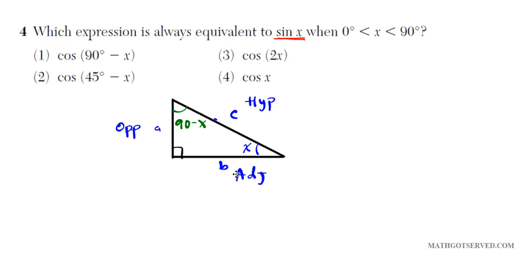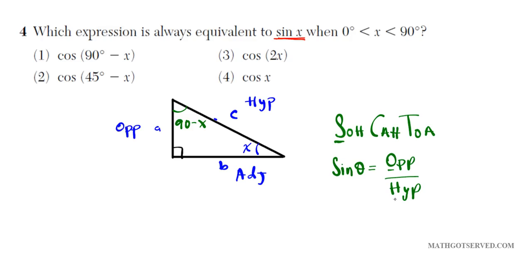Okay? So for sine, what is the ratio that relates sine of this angle to two sides of this triangle? We're going to have to use SOHCAHTOA, right? SOHCAHTOA. Now, S is for sine, so what does SOHCAHTOA tell us? It tells us that sine theta is equal to the opposite divided by what? The hypotenuse. So in this case, what is sine x? Sine x is the opposite A over hypotenuse, which is C. All right?